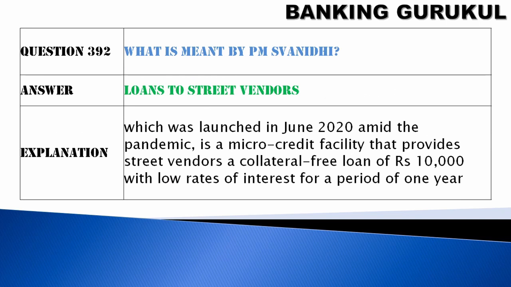What is meant by PM Swanidhi? Loans to street vendors, launched in June 2020 in the wake of the pandemic, is a microcredit facility that provides street vendors a collateral-free loan of rupees 10,000 with a low interest rate for a period of 1 year. So during this pandemic situation, under this scheme, 10,000 rupees will be given to street vendors as a loan without any collateral, meaning the bank will not ask for any securities. This is for a low interest rate and a 1 year period.